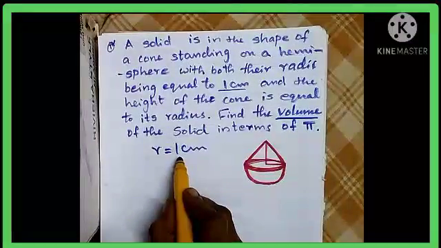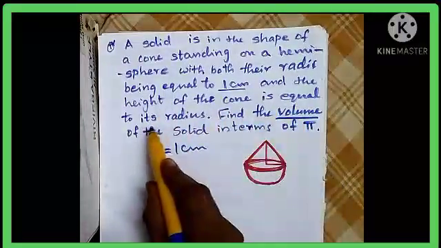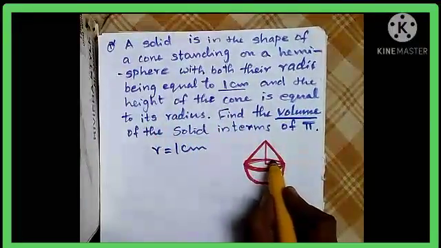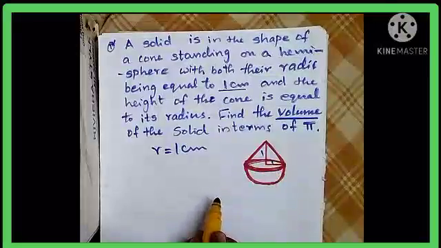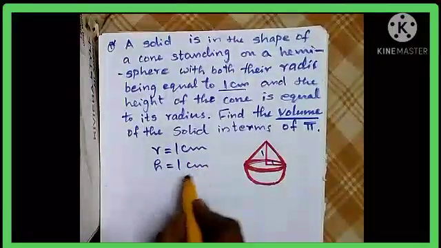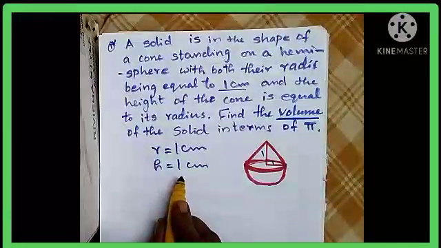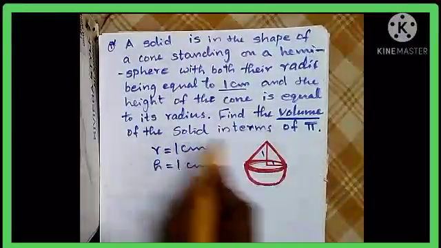Both the radii are the same. And also one more condition is given. The height of the cone is equal to its radius. So here radius equal to 1 means height also will be 1. Understand? So h equal to 1 centimeter. Height and radius both are the same. It is given in the question. Now the question is to find the volume of the solid.